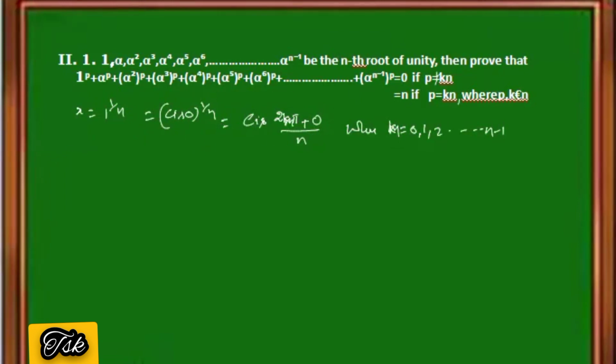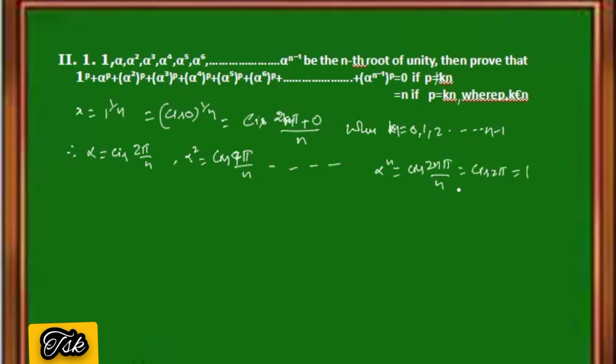So what is alpha? 1 is one root. When you put k as 0, 1 is one root. Therefore, 1 is equal to cis 0. That is how the roots can be written. Therefore, alpha is nothing but cis 2 pi by n. Alpha square is (cis 2 pi by n) whole square, that is cis 4 pi by n. So this is the value. Let us consider alpha power n, which is cis 2n pi by n, that is cis 2 pi, nothing but 1 again.